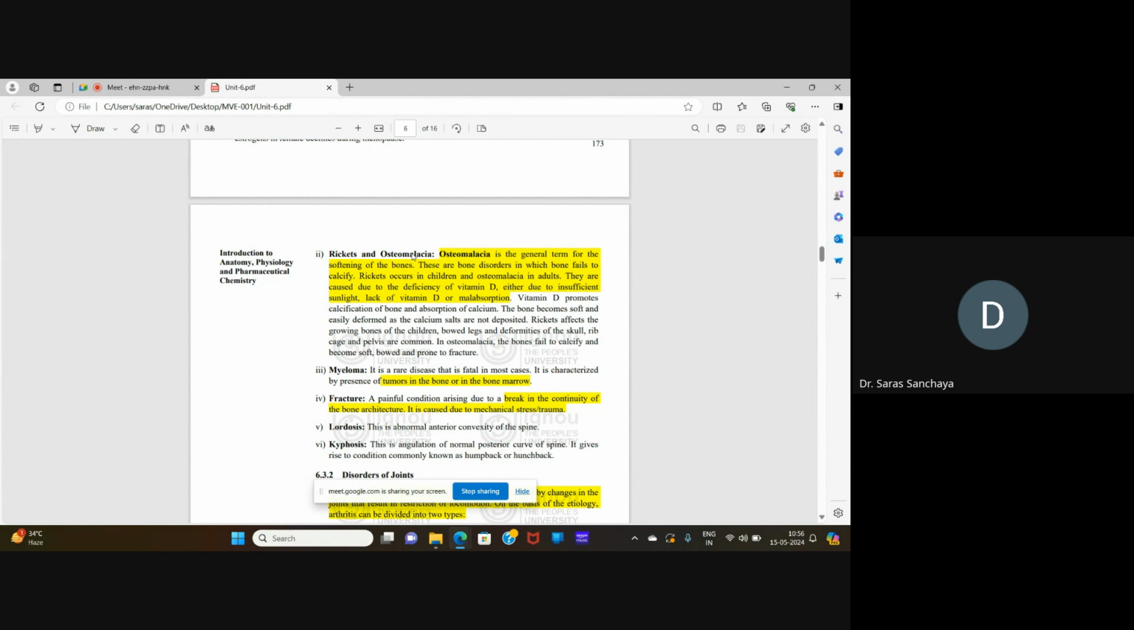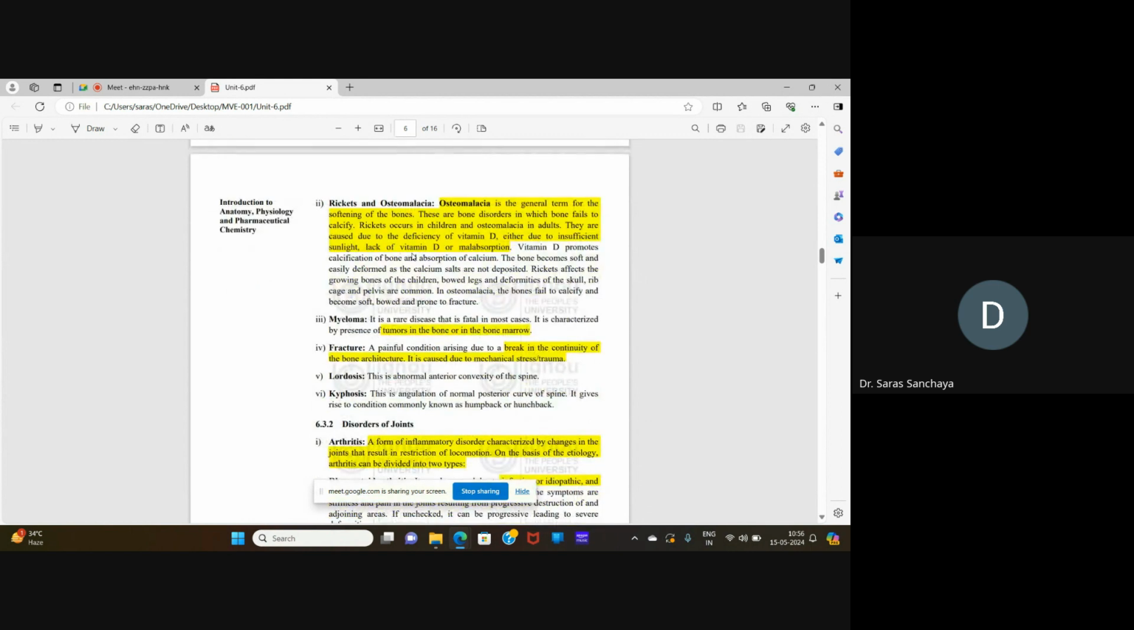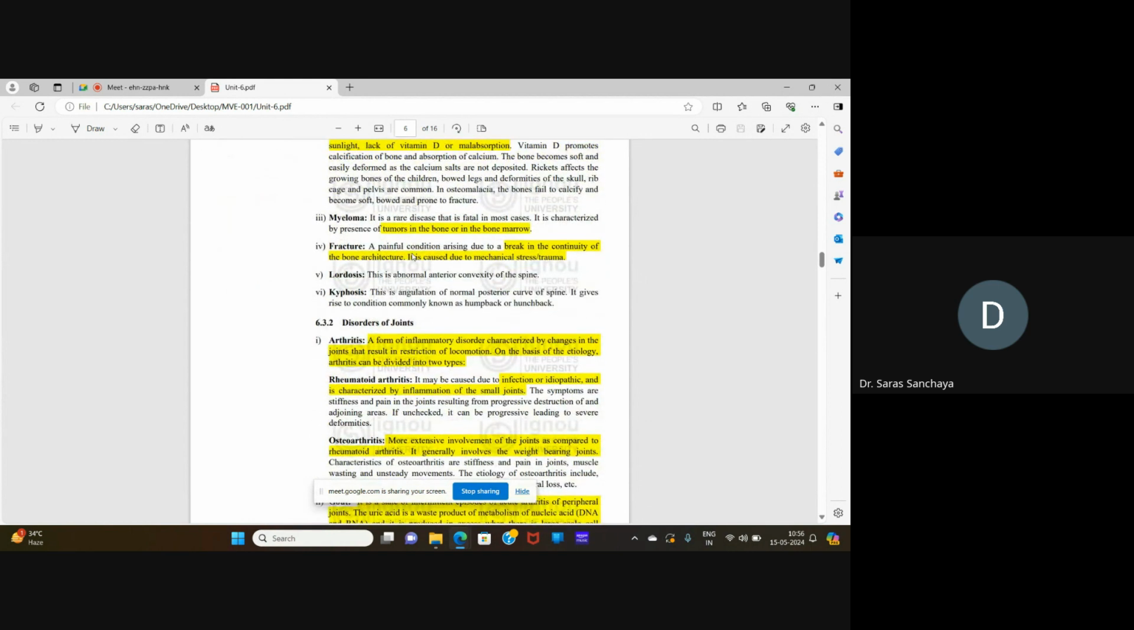Then there is myeloma. It is a rare disease that is fatal in most cases. It is characterized by presence of tumors in the bone or in the bone marrow. And fracture, a painful condition arising due to break in the continuity of the bone architecture. It is caused due to mechanical stress or trauma. Lordosis. This is abnormal anterior convexity of the spine.